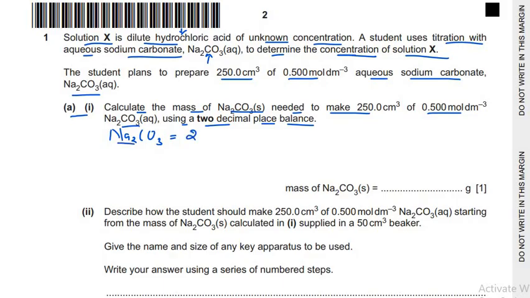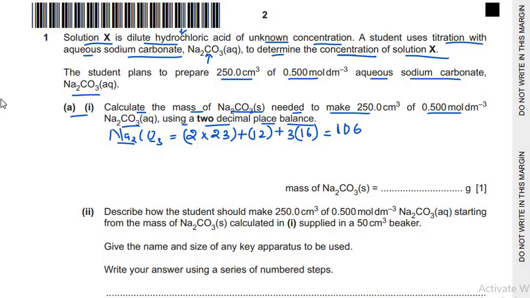That is, sodium is 2, so we multiply 2 with the relative atomic mass of sodium, which is 23, plus the atomic mass of carbon, that is 12, plus the atomic mass of oxygen, which is 16, multiplied by 3 because here we have O3. Now this is equal to 106 gram.